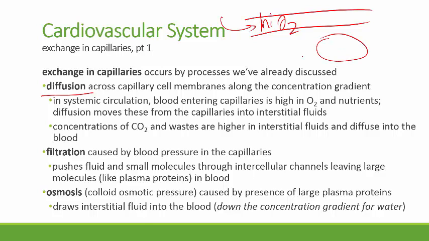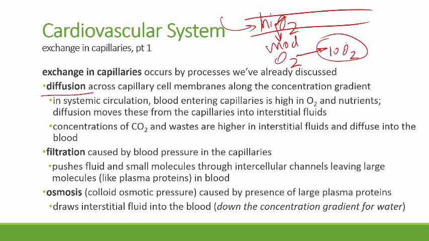Out here in the tissues, we're using up oxygen. So it's lowest O2 in here, and in between it's going to be kind of moderate O2. So the oxygen is always going to move from the region of highest concentration out here to the region of moderate concentration, and then from there into this region of very low concentration, all by diffusion.